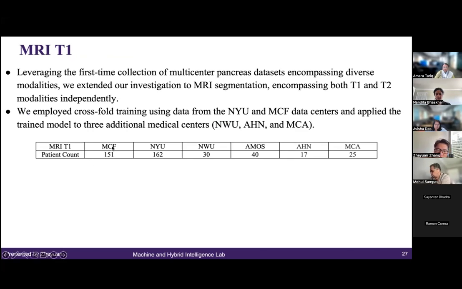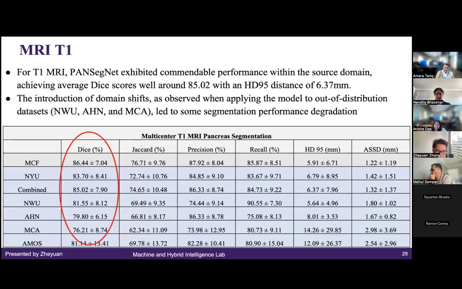This is the first stage work when we train this model. We train on the data from the Mayo Clinic at Florida and NYU hospitals, using about 300 cases as training. And when testing these models, we test on the rest of the datasets like Northwestern, AMOS, Allegheny, or MCA. For the training, we can get a dice coefficient of about 85. This dice coefficient has never been achieved by previous research, and this work can be widely used for clinical studies.